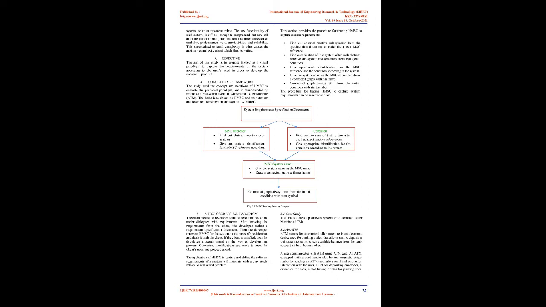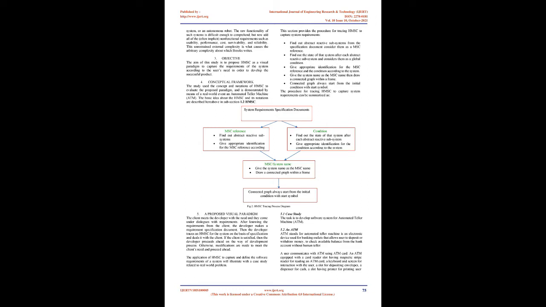Grady Booch [6]: the problems we try to solve in software often involve elements of inescapable complexity, in which we find a myriad of competing, perhaps even contradictory, requirements. Consider the requirements for the electronic system of a multi-engine aircraft, a cellular phone switching system, or an autonomous robot. The raw functionality of such systems is difficult enough to comprehend, but now add all of the often implicit non-functional requirements such as usability, performance, cost, survivability, and reliability. This unrestrained external complexity is what causes the arbitrary complexity about which Brooks writes.